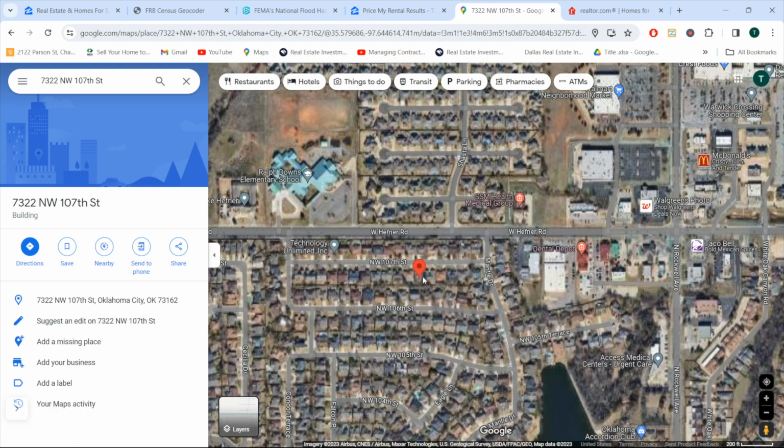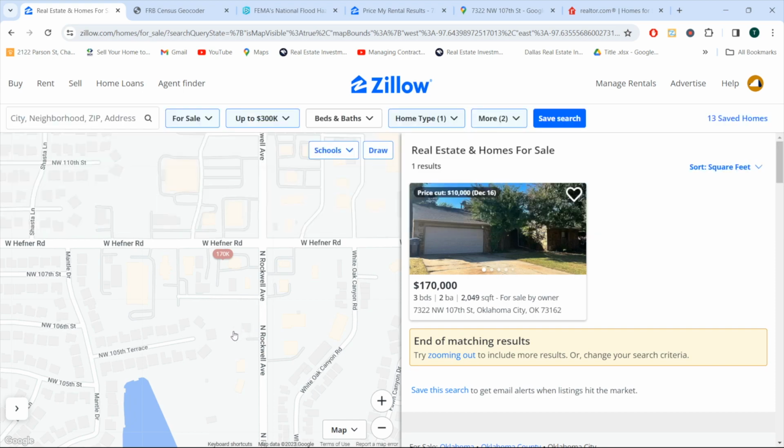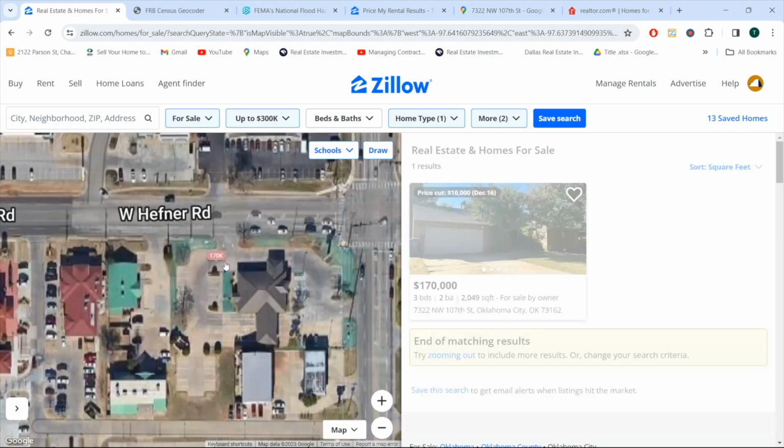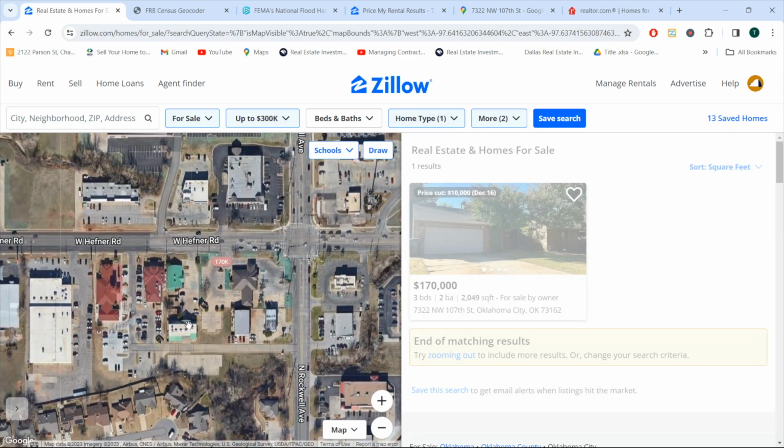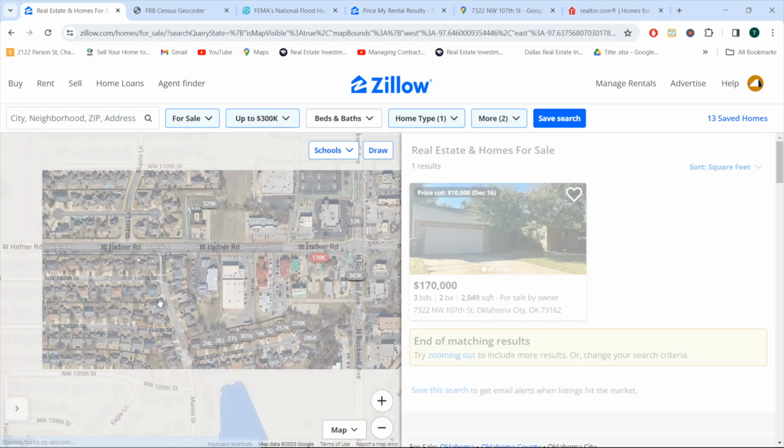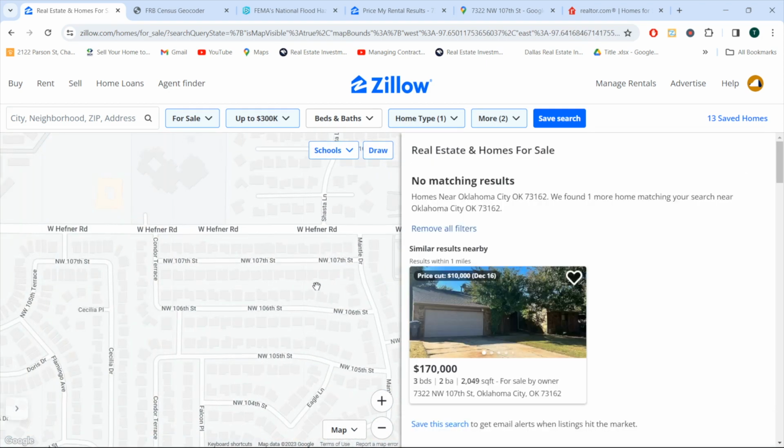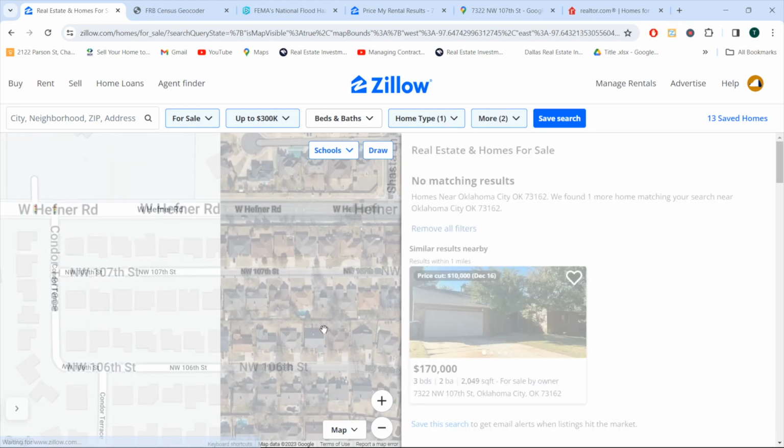So with that being said, now that I know where the property is, even though it doesn't show it properly here on Zillow, I know that I'm right over here.